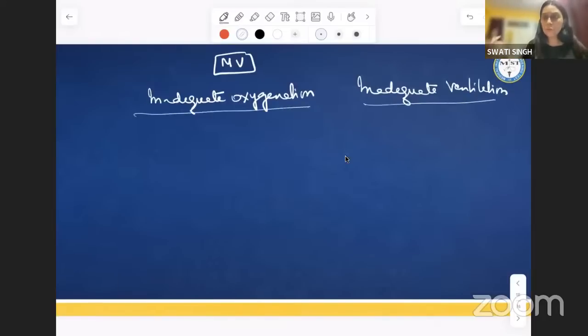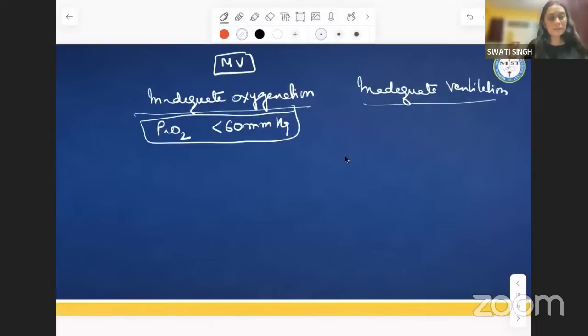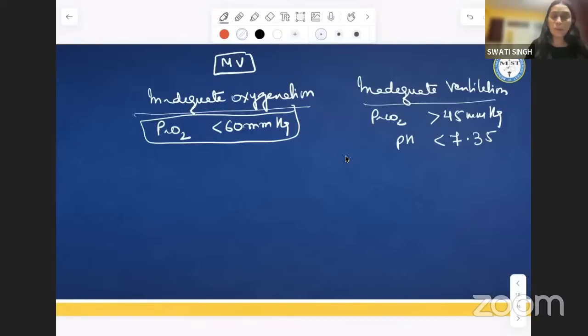What does inadequate oxygenation mean? PaO2 less than 60 mm of Hg. If PaO2 is less than 60 mm of Hg, this means inadequate oxygenation. Inadequate ventilation, what does it mean? If PaCO2 is above 45 mm of Hg or pH is below 7.35, right? Normal pH is between 7.35 to 7.45. If it is below 7.35 or PaCO2 is above 45.